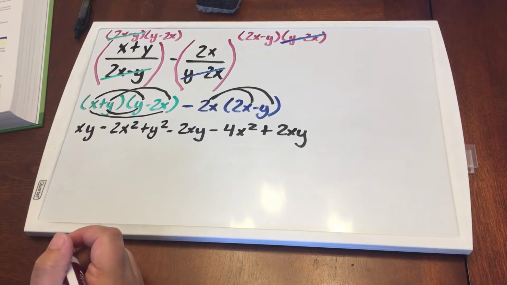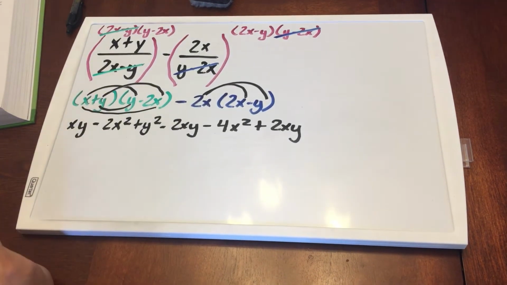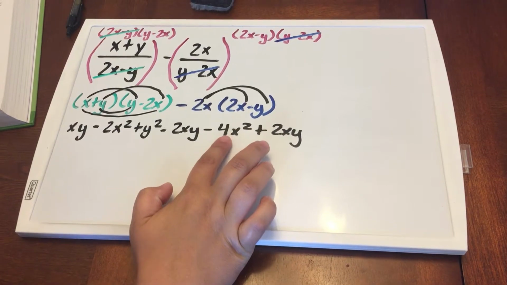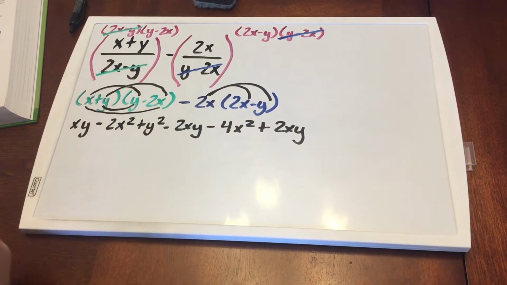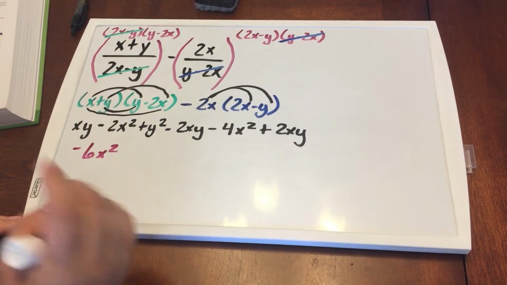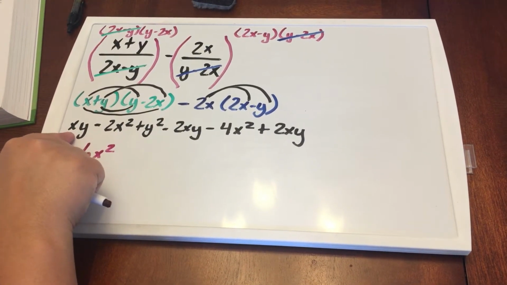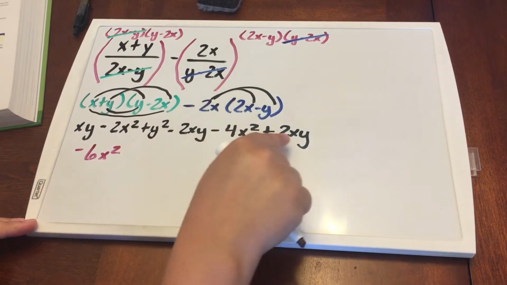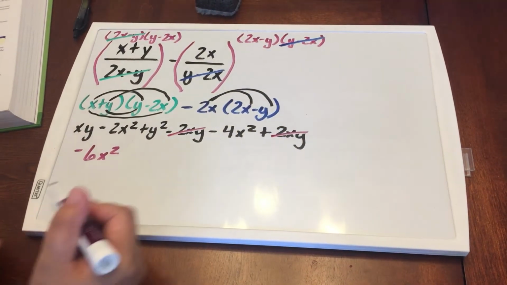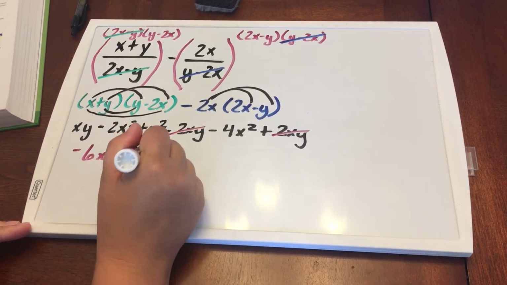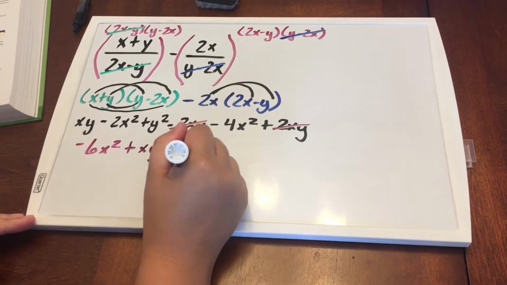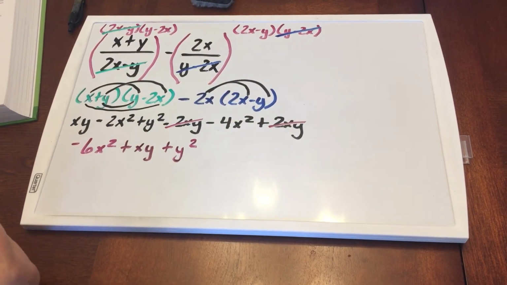I'm going to write it in standard form because that's typically how we like to do it, and we like to write it in alphabetical order. So negative 4x squared and negative 2x squared makes negative 6x squared. And then my xy's, I've got a 1xy, a negative 2xy, and a 2xy. Notice that these 2xy's are going to zero out, and I'm going to be left with xy. And then finally, the only thing left is a plus y squared.